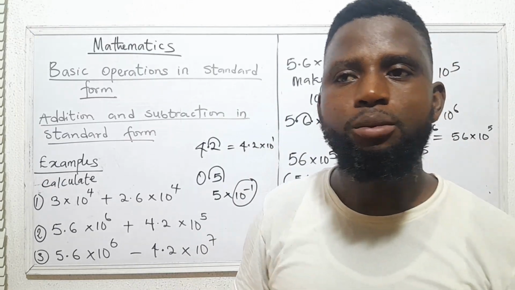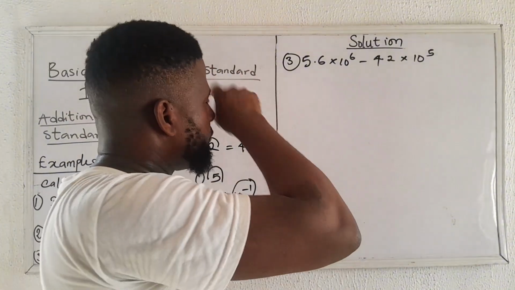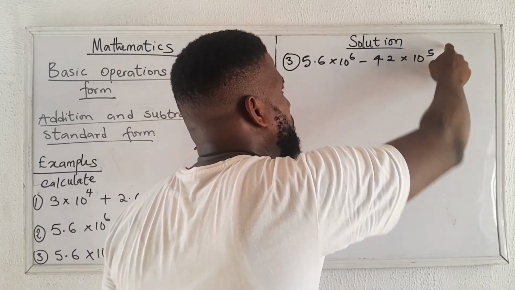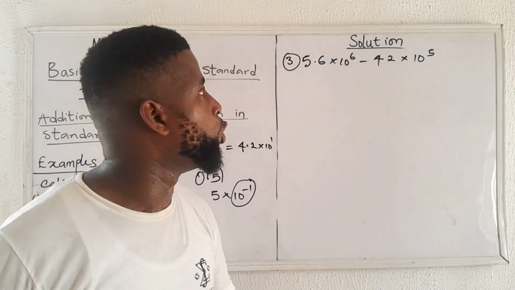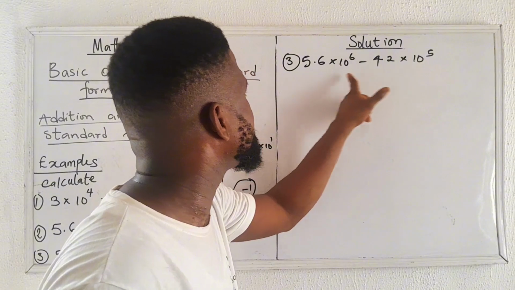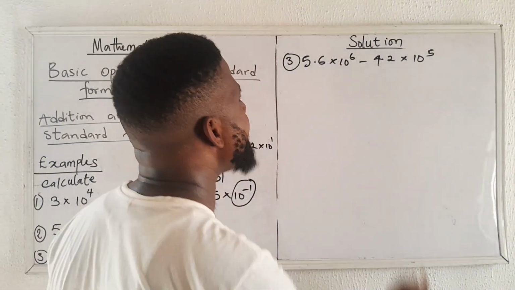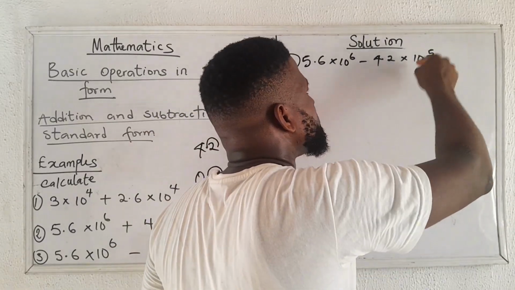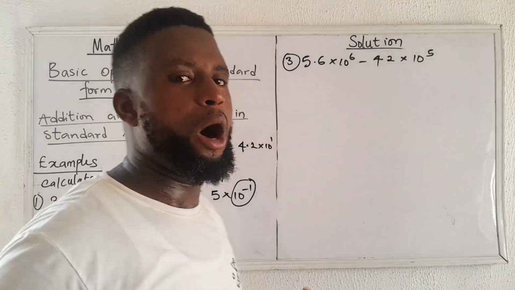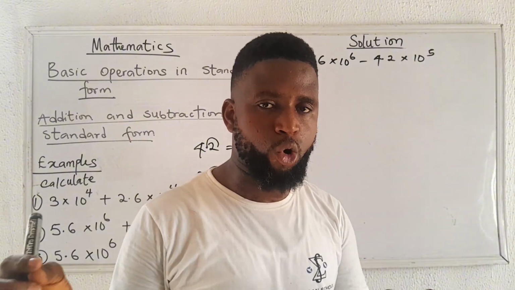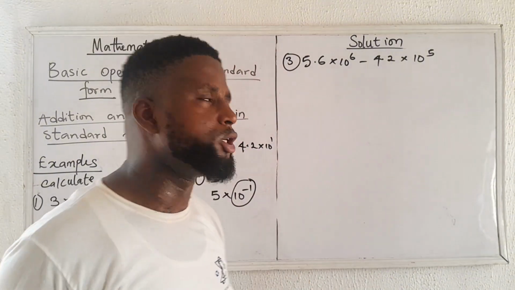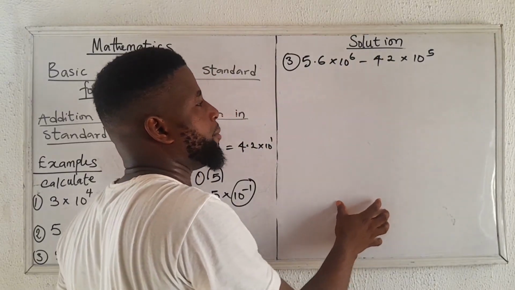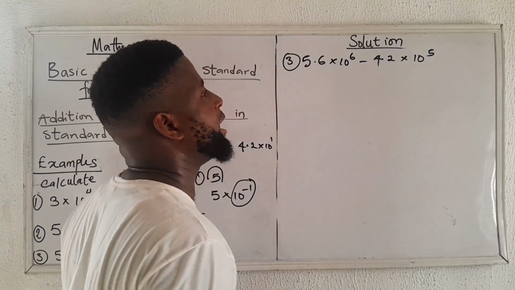standard form. All right. So number three, we have 5.6 times 10 raised to the power 6 minus 4.2 times 10 raised to the power 5. So the first thing we want to do is to ensure that their indices are the same. That is, we either make the two indices 10 raised to the power 6 or we make the two indices 10 raised to the power 5, right? Now, whichever one you do will give you your answer correctly. However, for purpose of explanation, I'm going to make the two indices 10 raised to the power 6, get the result, and I'm also going to make the two indices 10 raised to the power 5, and then we get the result.